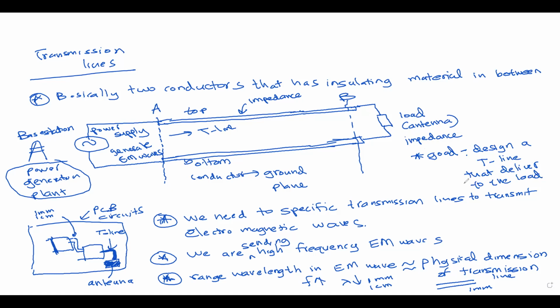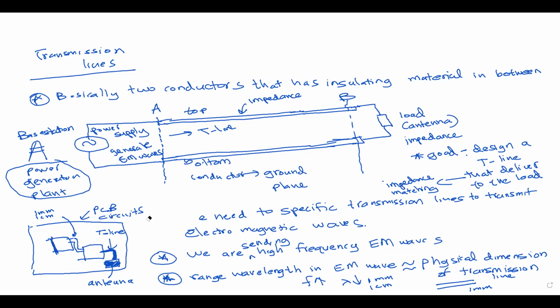Designing this kind of transmission line involves something called impedance matching. So we need to match the impedance between the transmission line and the load impedance in order to maximize the power delivered to the load.